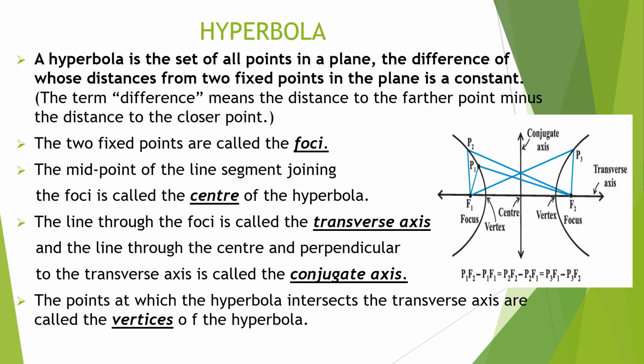These two fixed points are called the foci. The midpoint of the line segment joining the foci is called the center. The line through the foci is called the transverse axis, and the line through the center and perpendicular to the transverse axis is called the conjugate axis. So the axis on which both the foci lie is the transverse axis and its perpendicular is the conjugate axis. The points at which the hyperbola intersects the transverse axis are called the vertices of the hyperbola. You can see in the diagram the two vertices of this hyperbola.